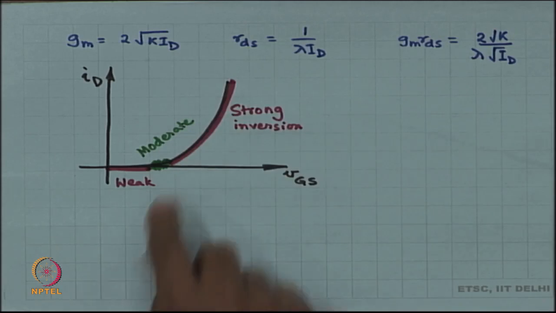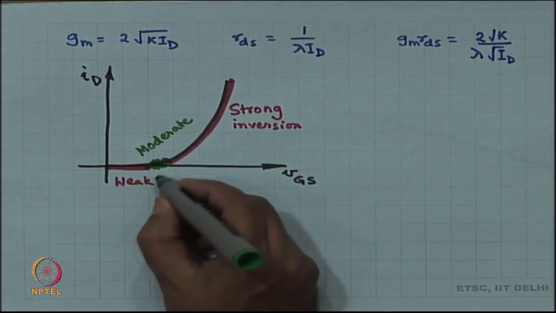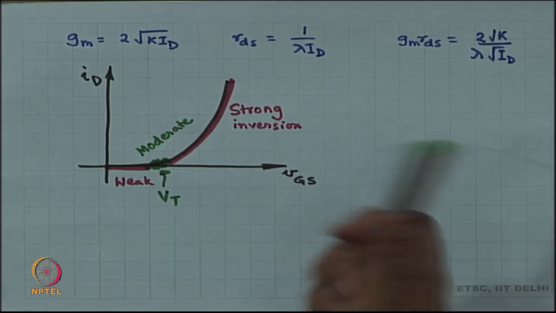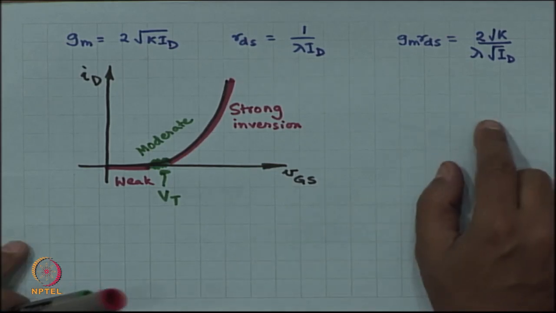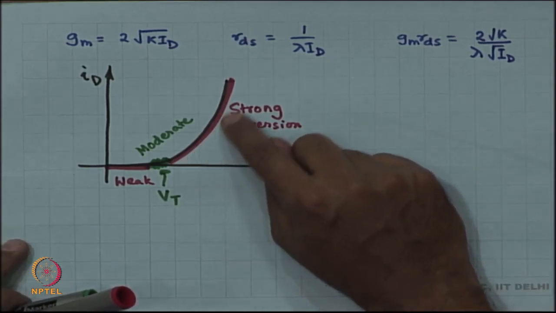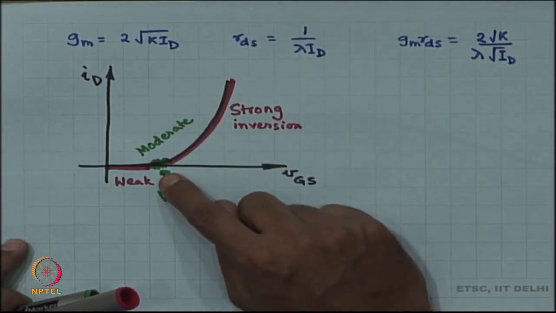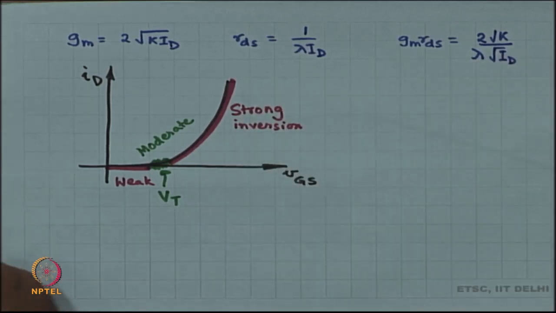And what is this number over here on the x axis? This place is Vt. Remember, the current is a function of Vgs minus Vt. You say K times Vgs minus Vt the whole squared, for example. This is valid in strong inversion. When Vgs is equal to Vt, the current is not really equal to 0, it is something small.